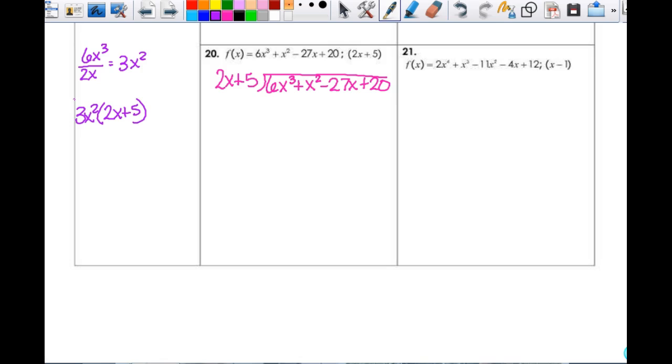Let me explain why you're doing it. If I take 6x cubed and divide it by 2x, I get 3x squared, and that's what goes right here, right? Then when we multiply it back, 3x squared times 2x gets 6x cubed, and 3x times 5 gives plus 15x squared, right? That's just like distributing this in here. It's just not writing it out to the side.